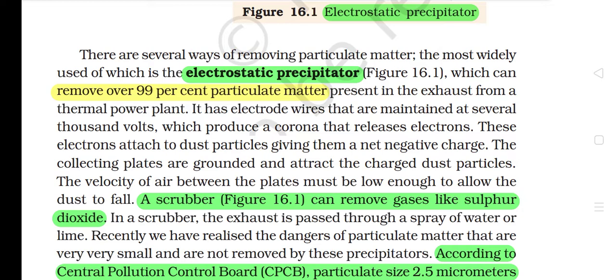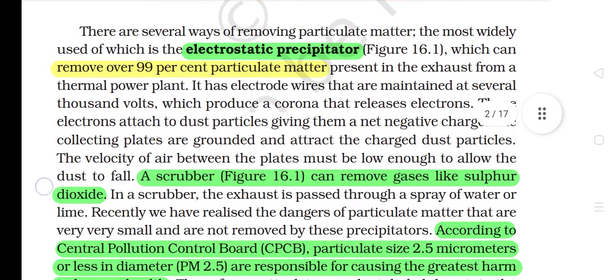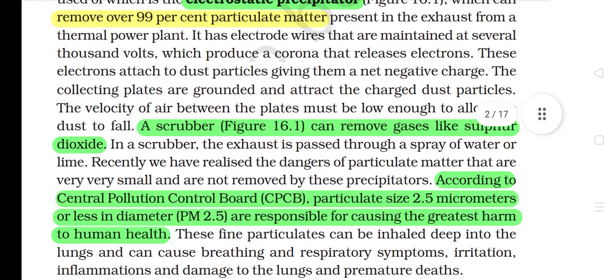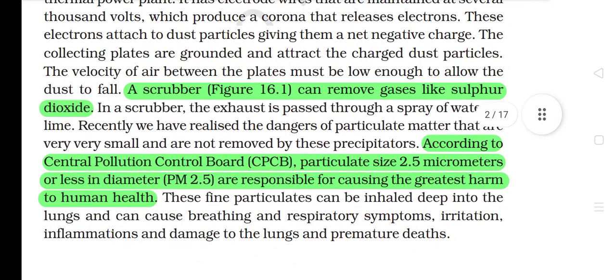It has electrode wires that are maintained at several thousand volts, which produce a corona that releases electrons. These electrons attach to dust particles, giving them a net negative charge. The collecting plates are grounded and attract the charged dust particles. The velocity of air between the plates must be low enough to allow the dust to fall. A scrubber can remove gases like sulfur dioxide. In a scrubber, the exhaust is passed through a spray of water or lime.